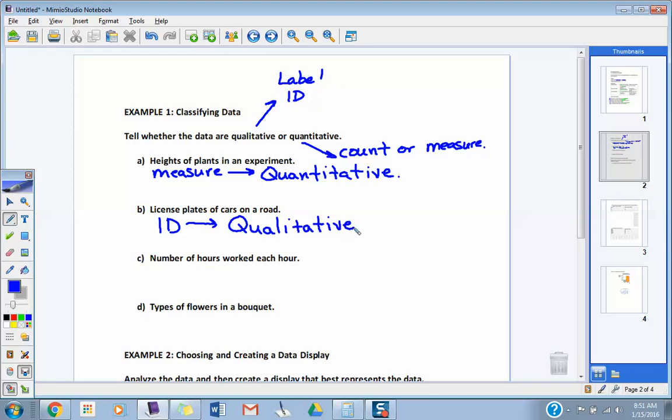Okay. Number of hours worked each, this should say day. Screwed that up. This should be each day. Number of hours worked each day. Counting the hours, right? You're counting the hours. It's a count. So what kind of data does that make? Makes this quantitative.